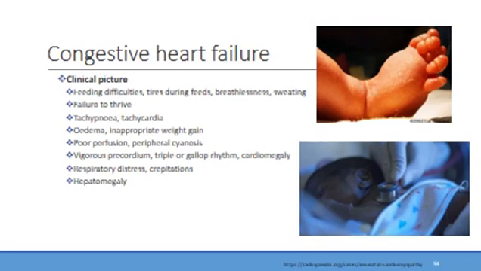The poor perfusion can lead to peripheral cyanosis and poor pulses, pulse volumes. Then you might have a vigorous precordium, and a triple or gallop rhythm can be heard on auscultation. Cardiomegaly may also be present.